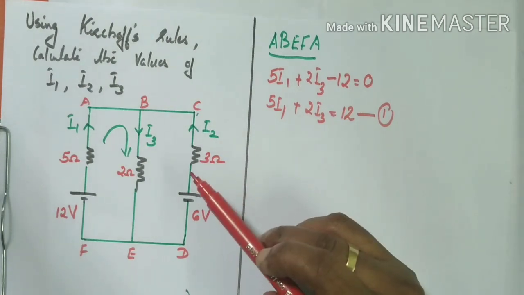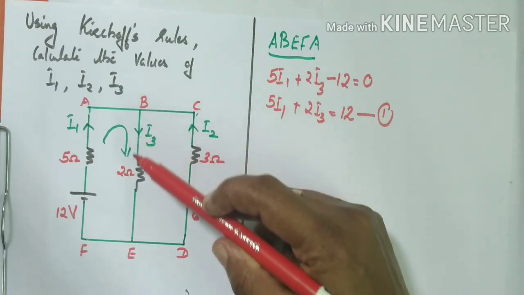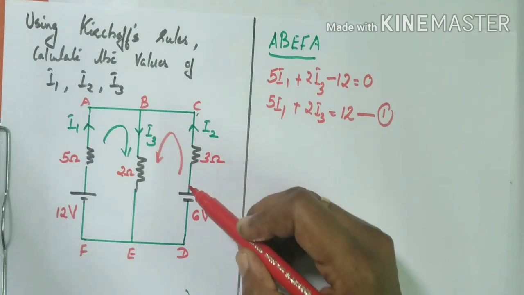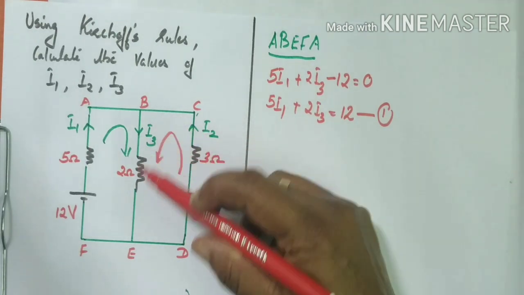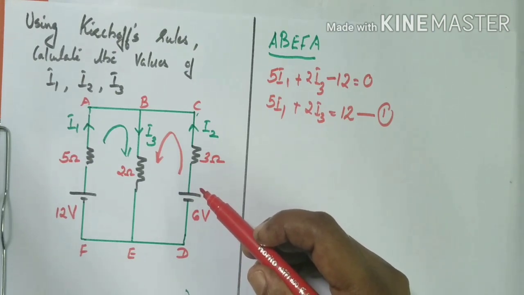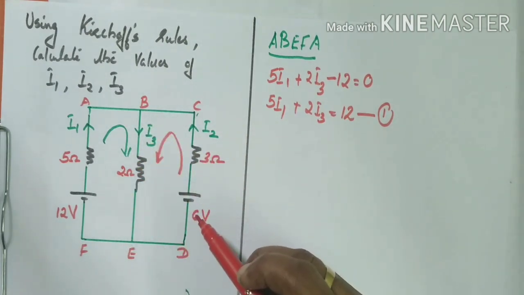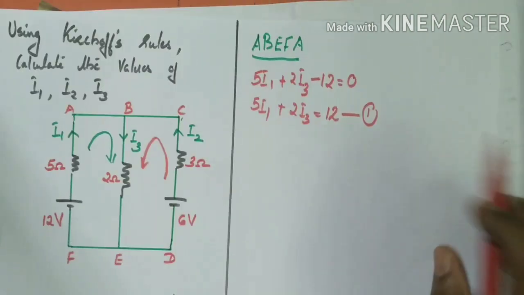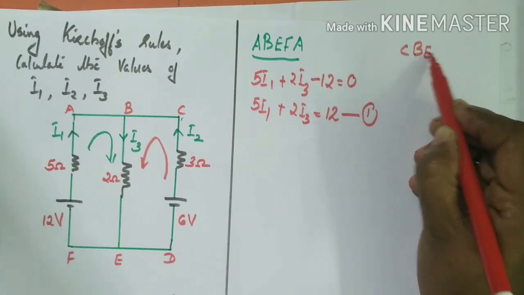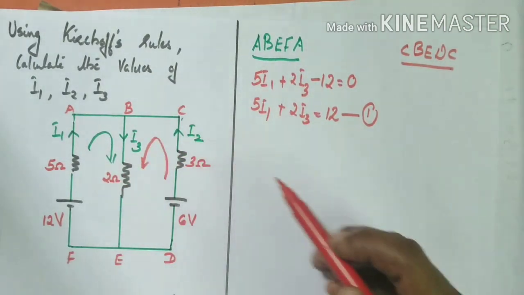Again, we can apply the loop rule in the second loop. Here in the loop C, B, E, D, because a cell is there, we can assume this is the direction, anti-clockwise, because it's from positive to negative. Either we can use clockwise direction or anti-clockwise direction. If a cell is there, it is easy to take from its positive to negative as the assumed direction. So the second loop under consideration is C, B, E, D, C.